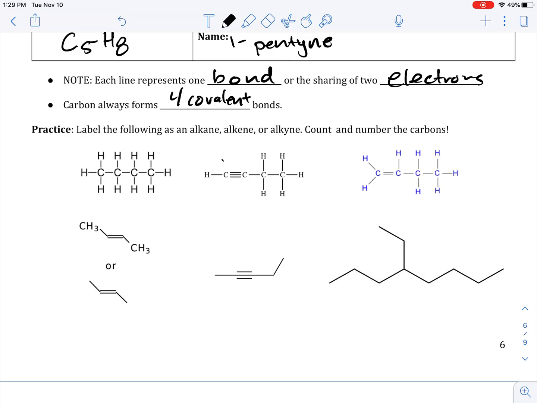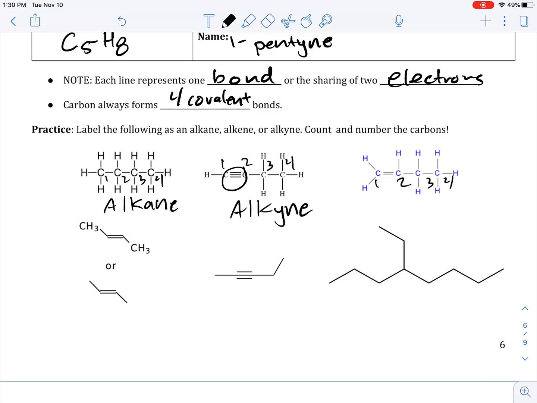It'll look like this. So for this one, there's 1, 2, 3, 4 carbons. And that tells me there's also a triple bond, so it's an alkyne. So that's all you have to do for each of these. This first one, there's 1, 2, 3, 4 carbons, but there's only single bonds, so that means it's an alkane. Okay, pause the video and try those last 4, and then I'll do them.